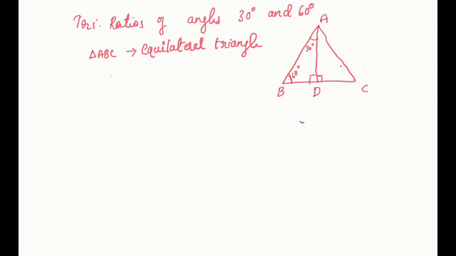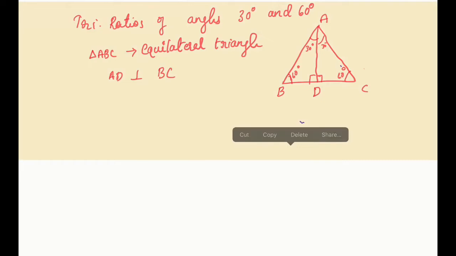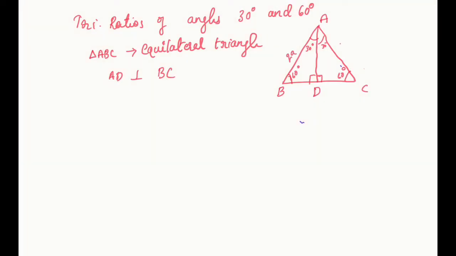So, we will draw a perpendicular AD to BC. AD perpendicular to BC. So, what happens? This is 60, so it will become 30, 30 each, and this will be 60°. Okay. If it's an equilateral triangle, all the sides will be equal, right? So, I am taking one side as 2A. So, this also will be 2A. So, I can consider BD is A and DC is A, because the whole side is equal to 2A.